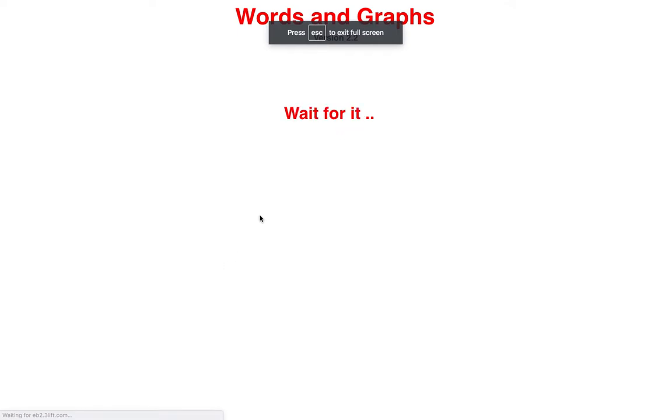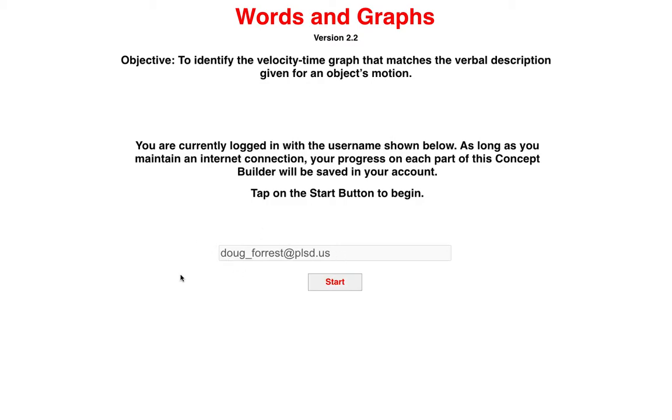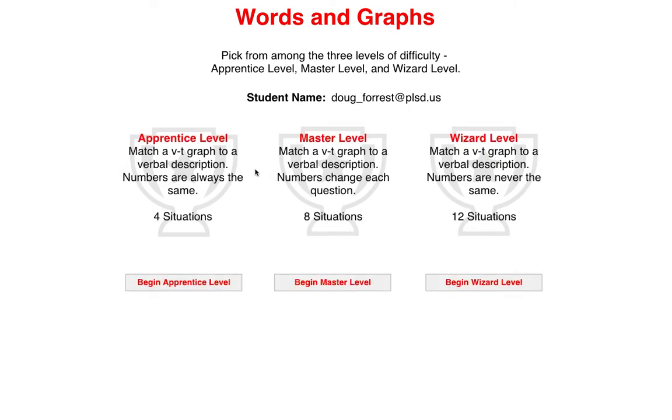I'll make it full screen. That's my email, and again, your email should show up there. So we'll start this. There's 3 different levels. Remember, you only have to do one level. If you want to do more than one, you can.